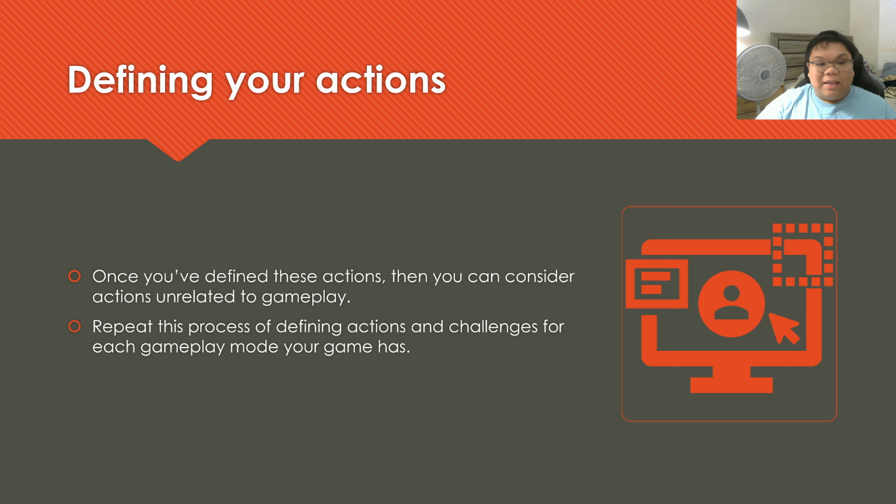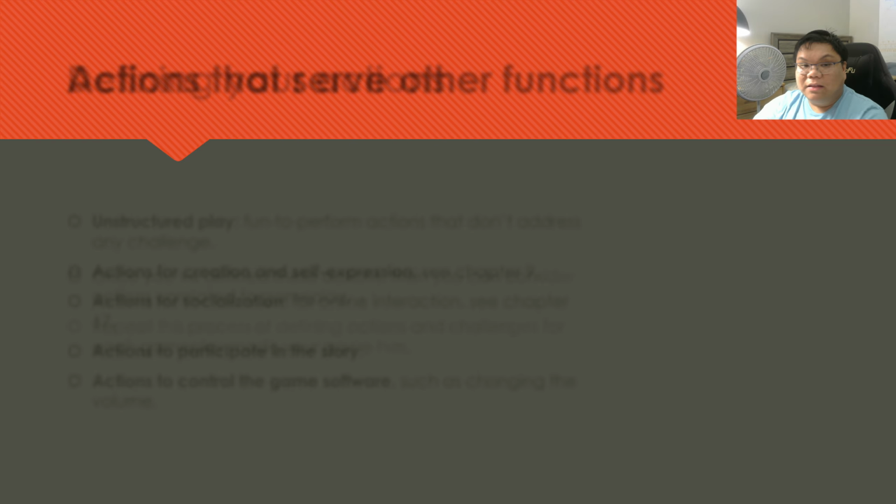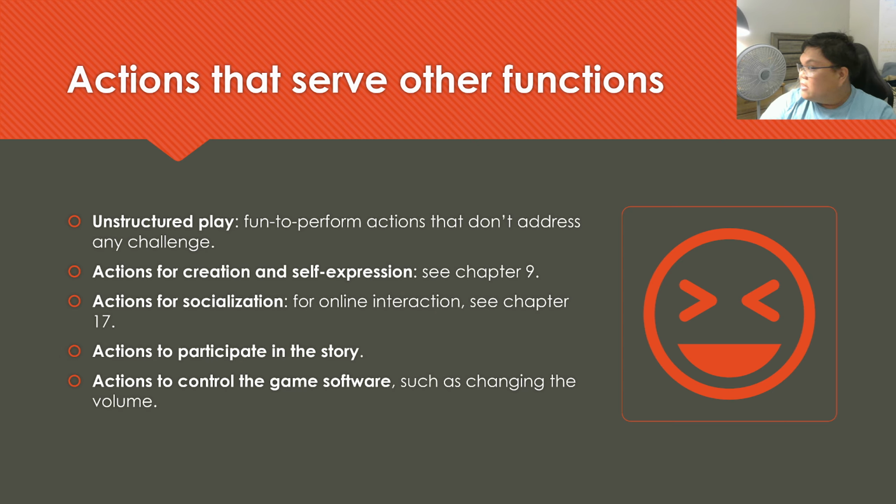You would have to repeat this for each gameplay mode your game has. So actions that serve other functions include unstructured play, fun to perform actions that don't address any challenge, actions for creation and self-expression, see Chapter 9, actions for socialization that may involve Chapter 17 for online interaction, actions to participate in the story, and actions to control the game software, such as changing the volume.